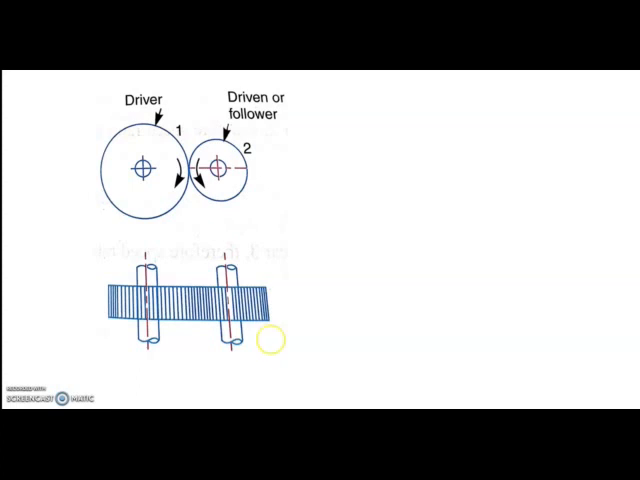For example, just to go through this figure, there is a driver and a driven, and power is transferred from driver to driven. For these two gears to mesh properly, the module of both the gears should be the same. Now what is the module?